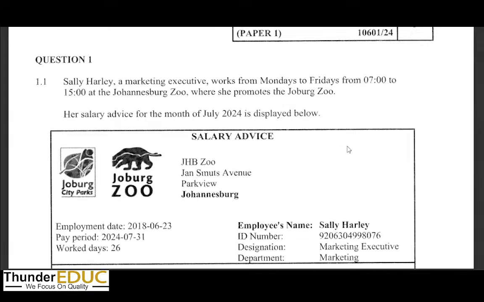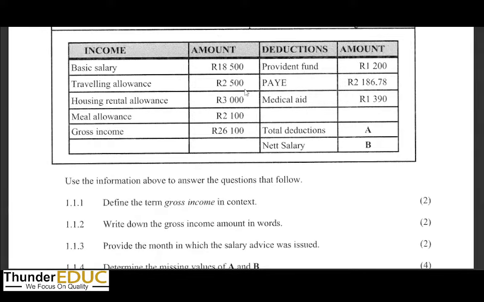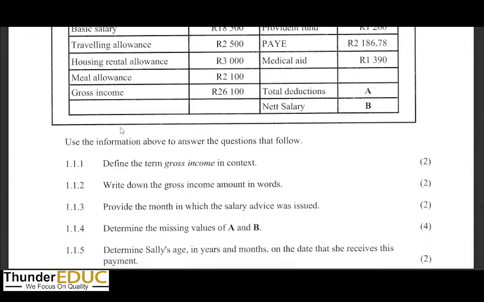Question number one. Sally, a marketing executive, works from Monday to Friday from 7 to 15 hours at Johannesburg Zoo, where she promotes the zoo. A salary advance for the month of July 2024 is displayed. We can take it to be a payslip also. That's all the details that are needed. It's the payslip that we're looking at, and let's answer the questions.